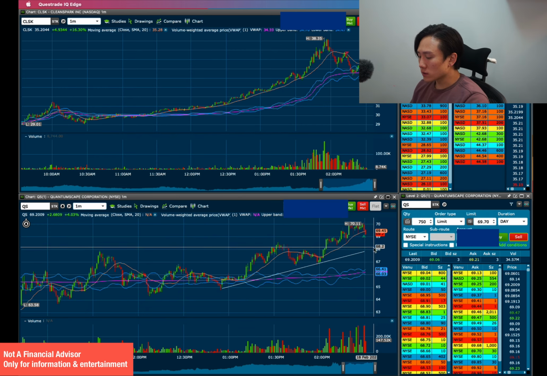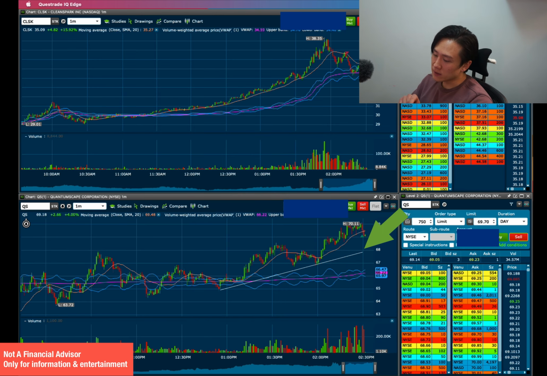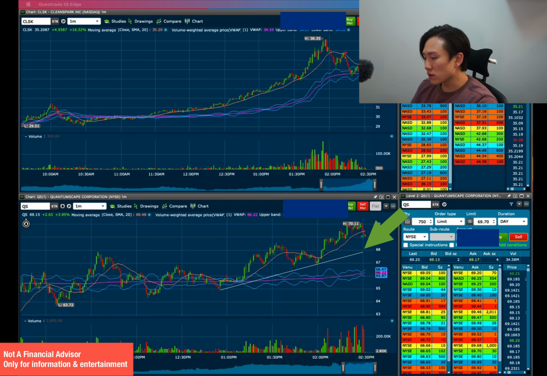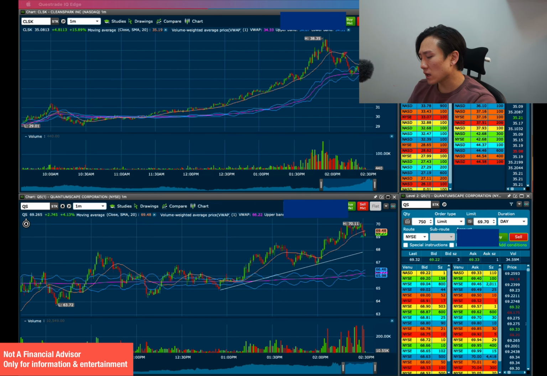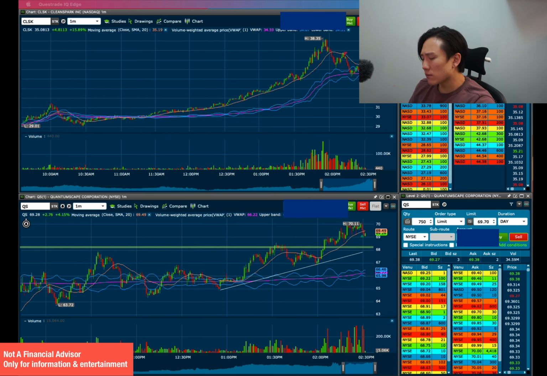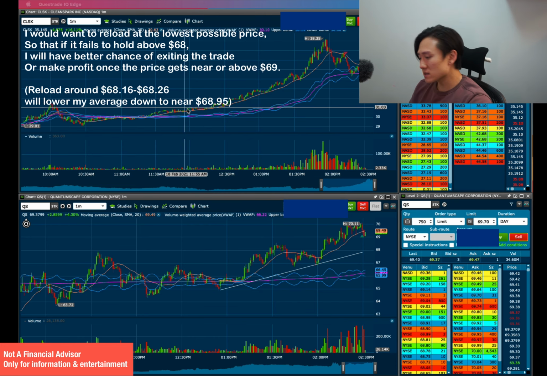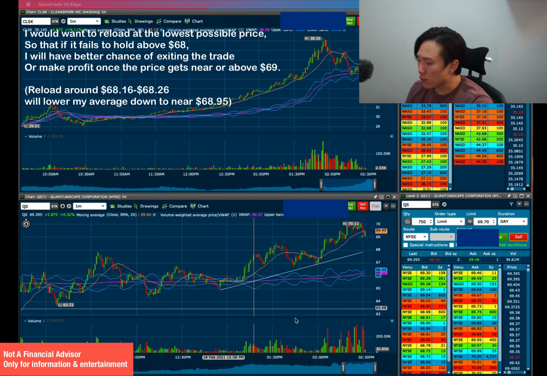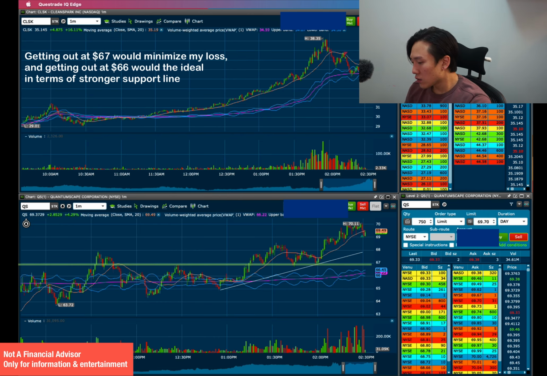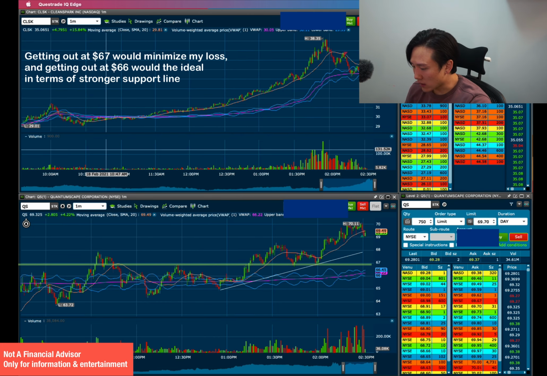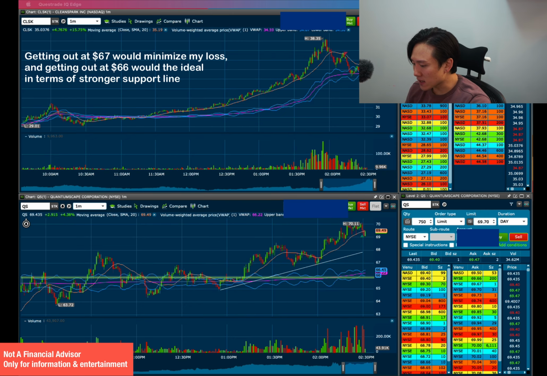So right now I drew a diagonal support line. I'm thinking that I will reload some shares around $68, probably at $68 and maybe 20 cents, 19 cents or like 21 cents. And during that time I'm debating where to get out, which was around maybe $67 or maybe $66.